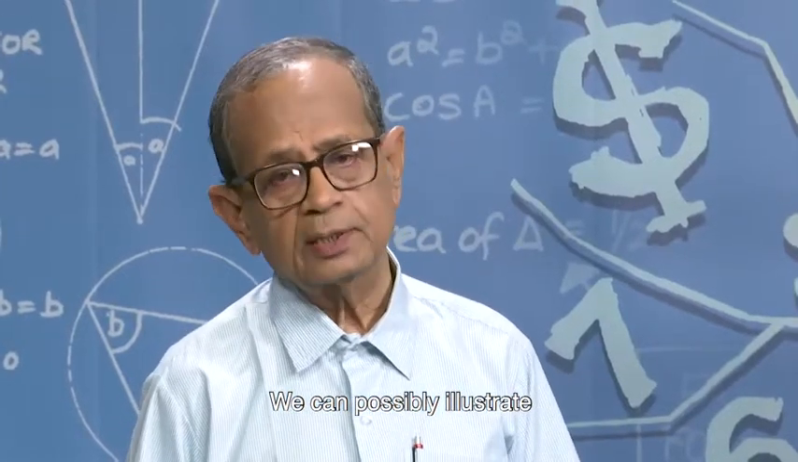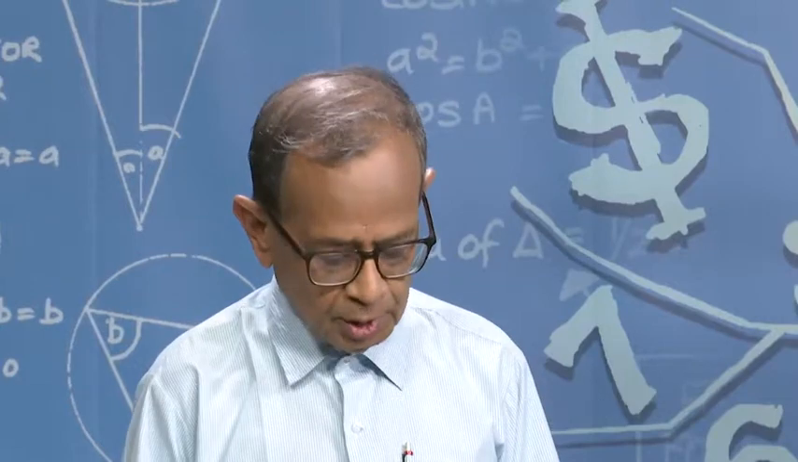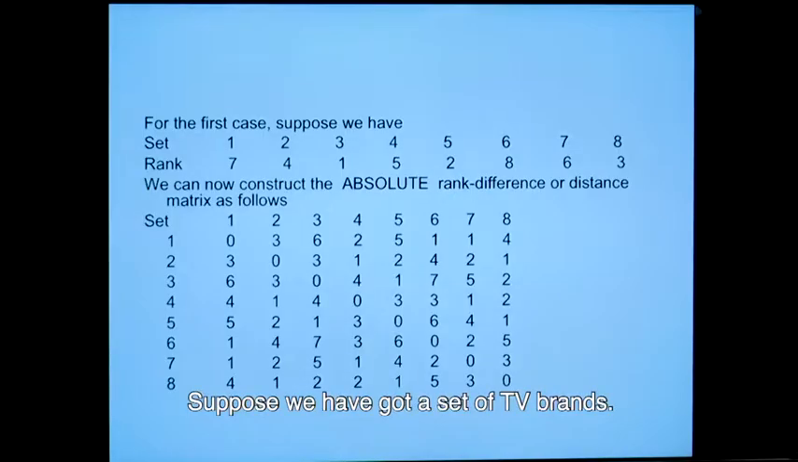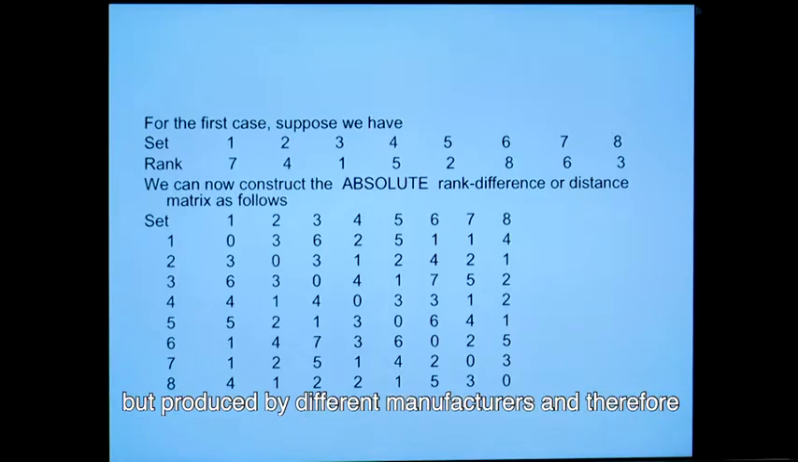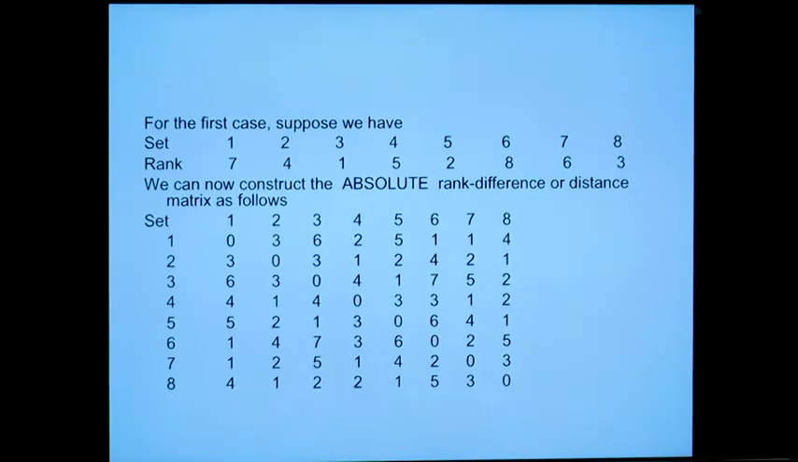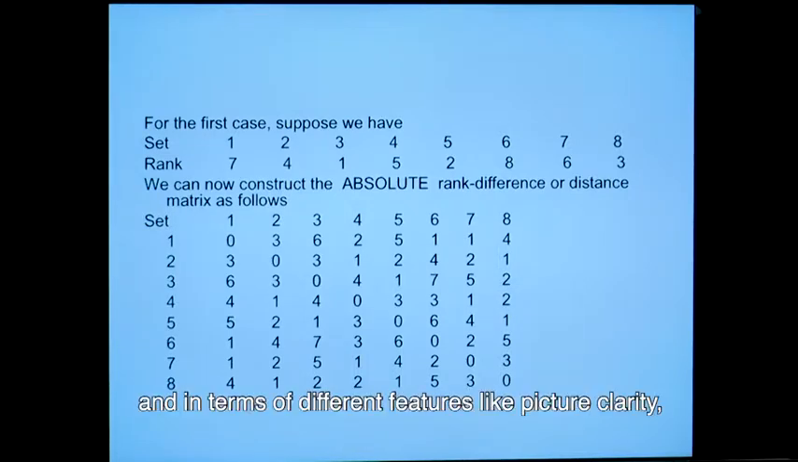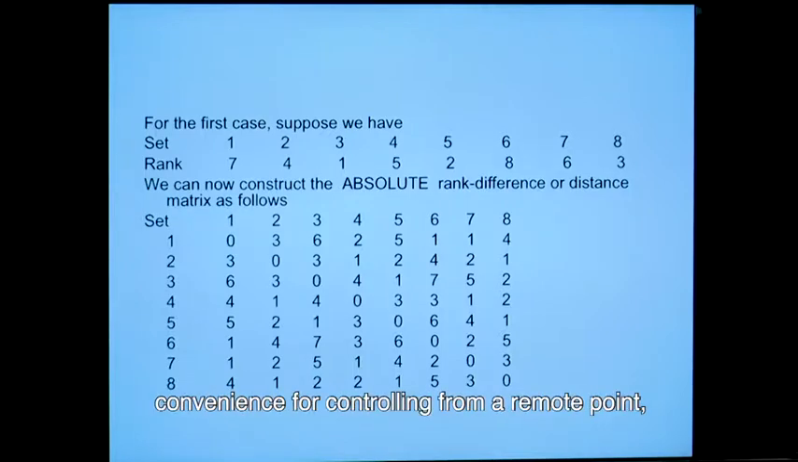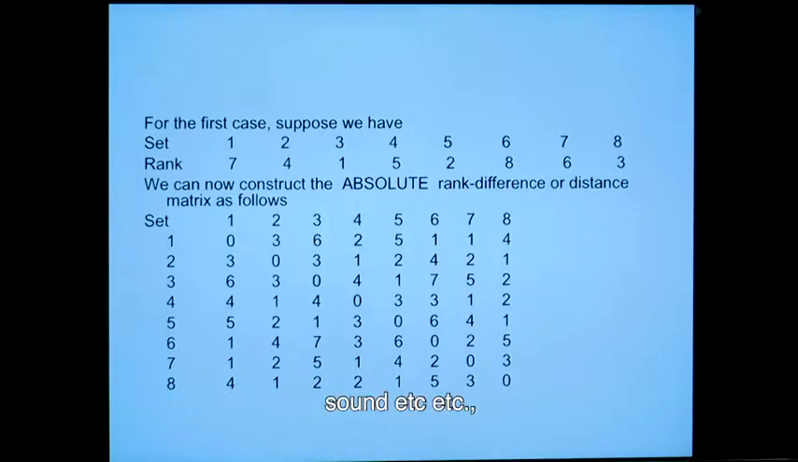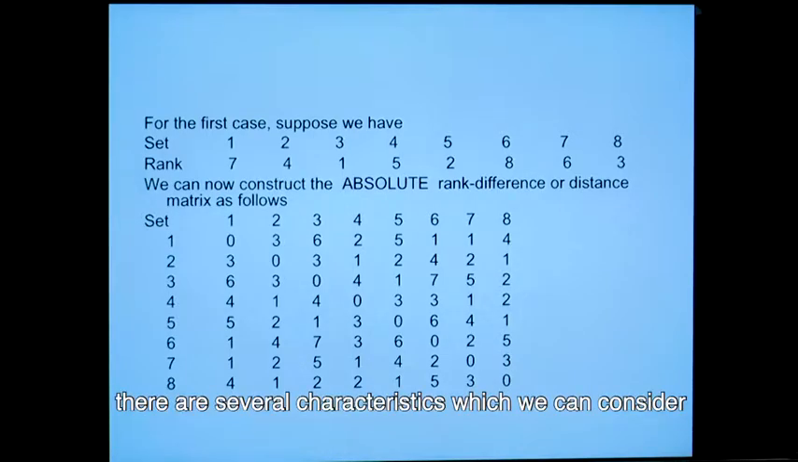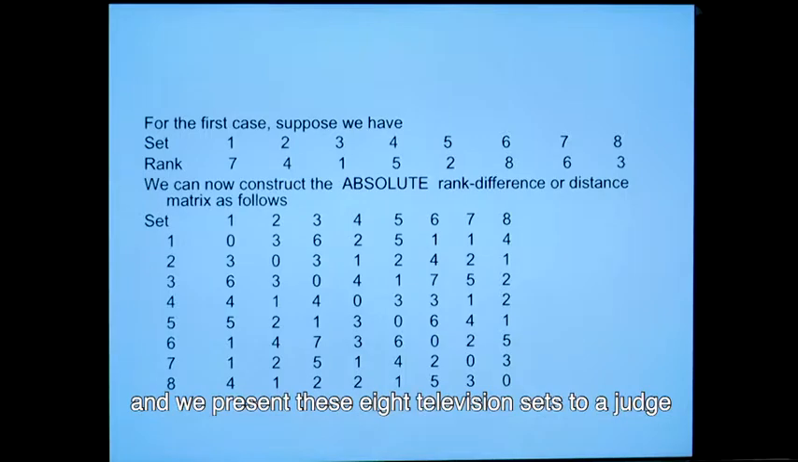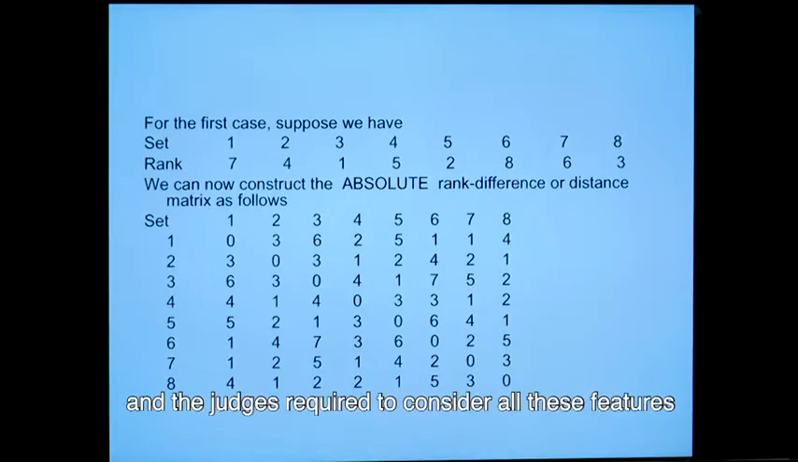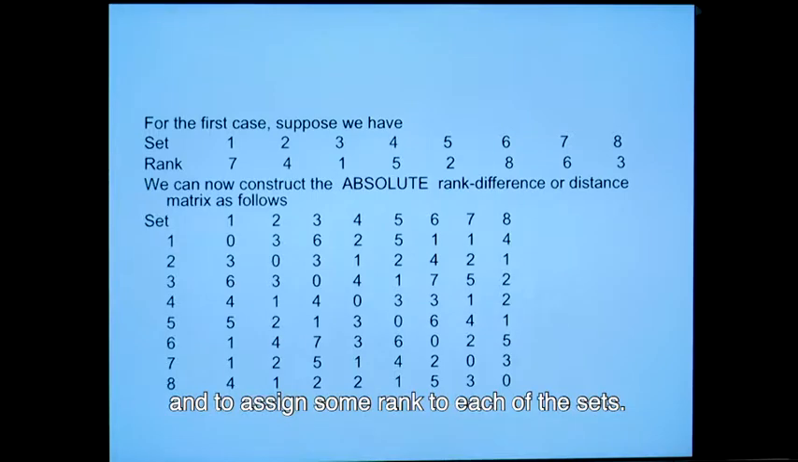We can illustrate this classical multidimensional scaling procedure in terms of an example. Suppose we have a set of TV brands. They are all television sets, the same object but produced by different manufacturers and therefore carrying different brand names. We have 8 such sets, and there are several characteristics, like picture clarity, convenience of controlling from a remote point, sound, etcetera, which you can consider to examine the performance of a television set. We present these 8 television sets to a judge, and the judge is required to consider all these features and to assign a rank to each of the sets.